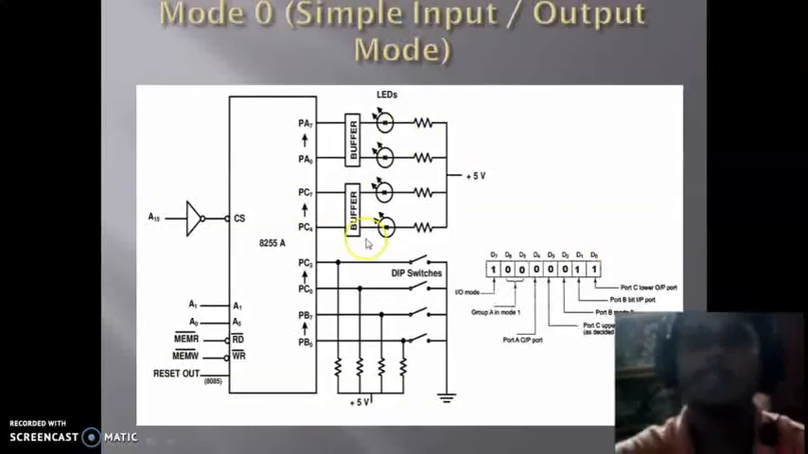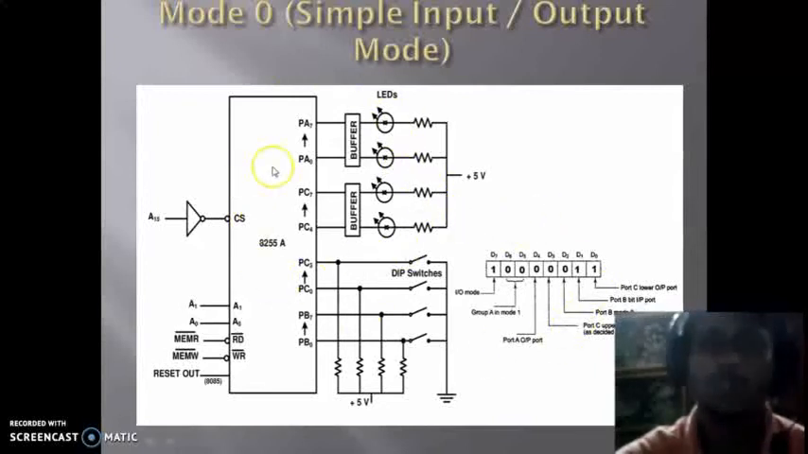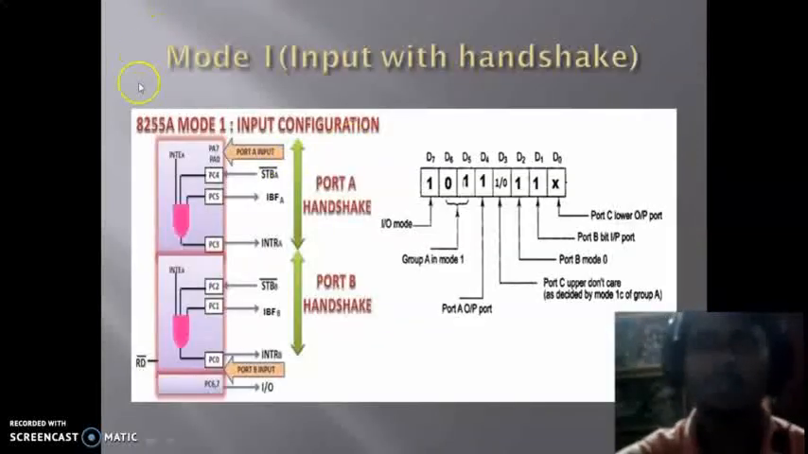Here in this mode 0, port A, port B and port C are used in simple input output mode. Here we don't have any handshaking signal, meaning there is no understanding between the input output devices and the 8255A. But mode 1 is a handshaking mode, used as input with handshake as well as output with handshake. First we will try to understand mode 1, that is input with handshake.